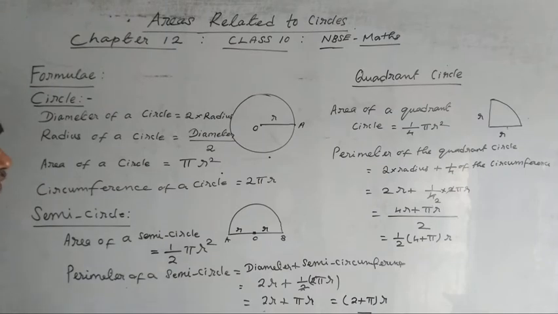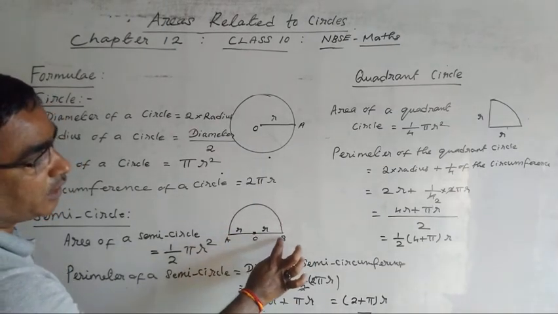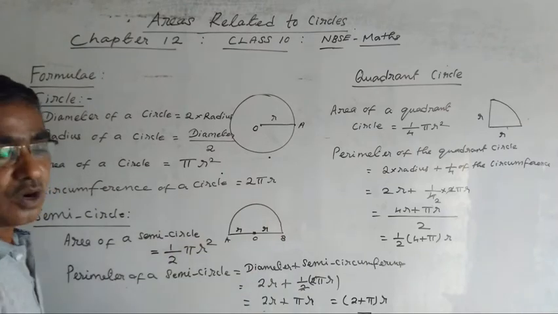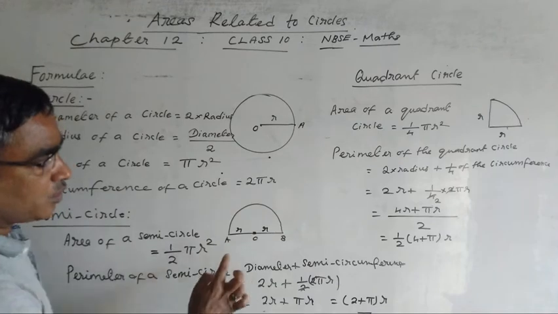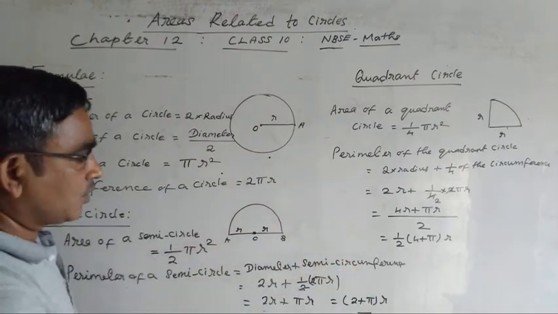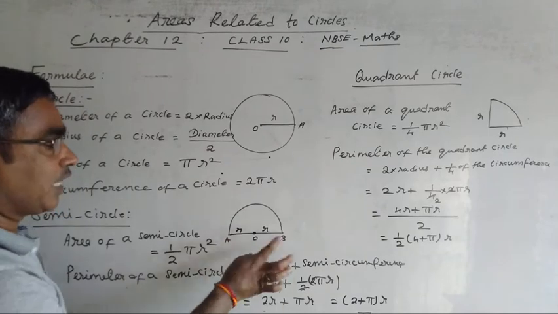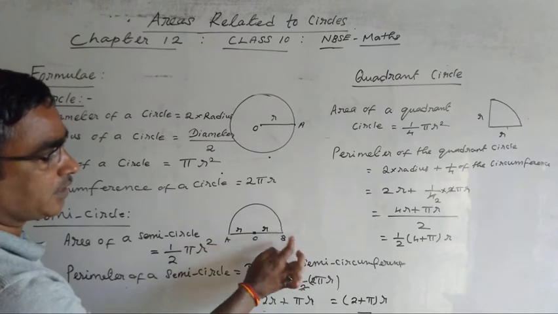And perimeter of the semicircle. Perimeter means this whole round. The outer length is called the perimeter. So AB and the semicircumference. This is called the diameter. So diameter plus the semicircumference. Diameter we know is 2 times the radius, here radius plus radius.